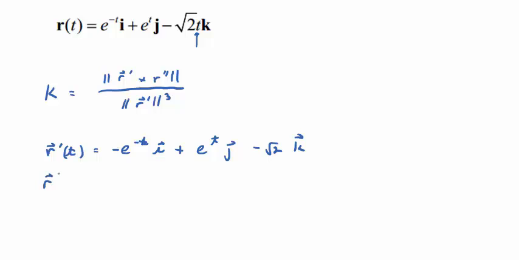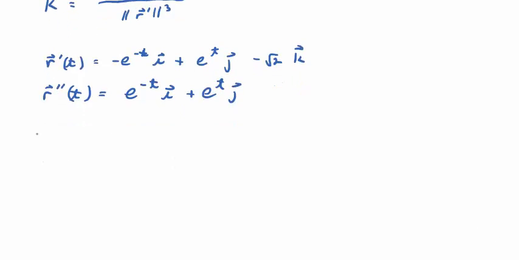Okay, r double prime of t is going to be e to the negative t by chain rule i plus e to the t j, just minus 0k, so we won't even write it down. Okay. Let's take the cross product. That's what the formula tells us to do next. R prime of t cross r double prime of t.